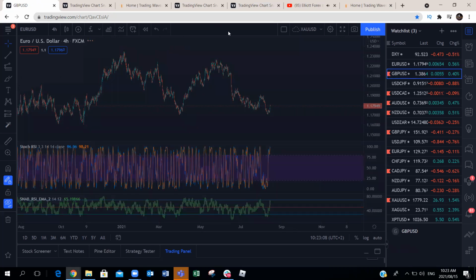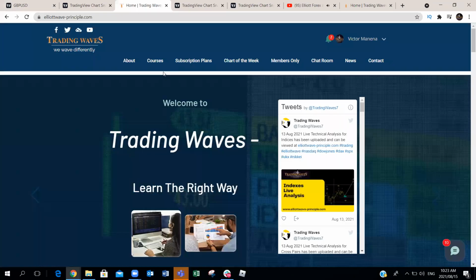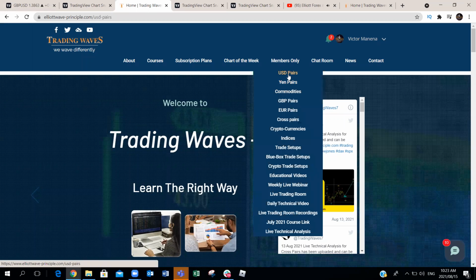Pound US dollar, let me show you the chart that we've got here on our side and what we expect of pound US dollar. So this is a US dollar pair. Let's have a look at it.